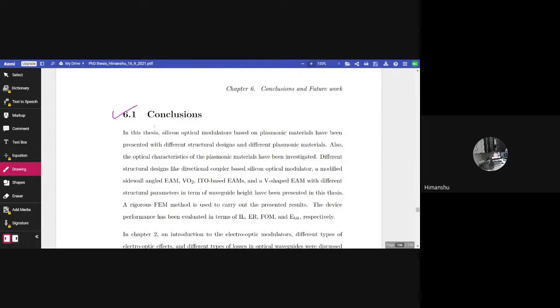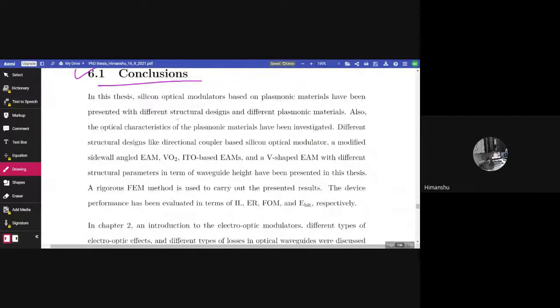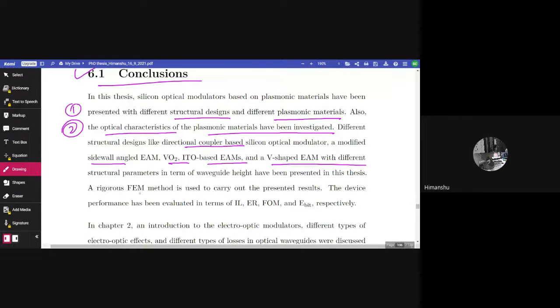Okay, so coming to chapter 6, that is conclusions and future work. Starting from section 6.1 conclusions, in this thesis, silicon optical modulators based on plasmonic materials have been presented with different structural designs and different plasmonic materials. Also, the optical characteristics of plasmonic materials have been investigated. Different structural designs like directional coupler based silicon optical modulator, a modified sidewall angle EAM, VO2 and ITO based EAMs, and a V-shaped EAM with different structural parameters in terms of waveguide height have been presented in this thesis. A rigorous FEM method is used to carry out the presented results. The device performance has been evaluated in terms of IL, ER, FOM, and EBIT respectively.